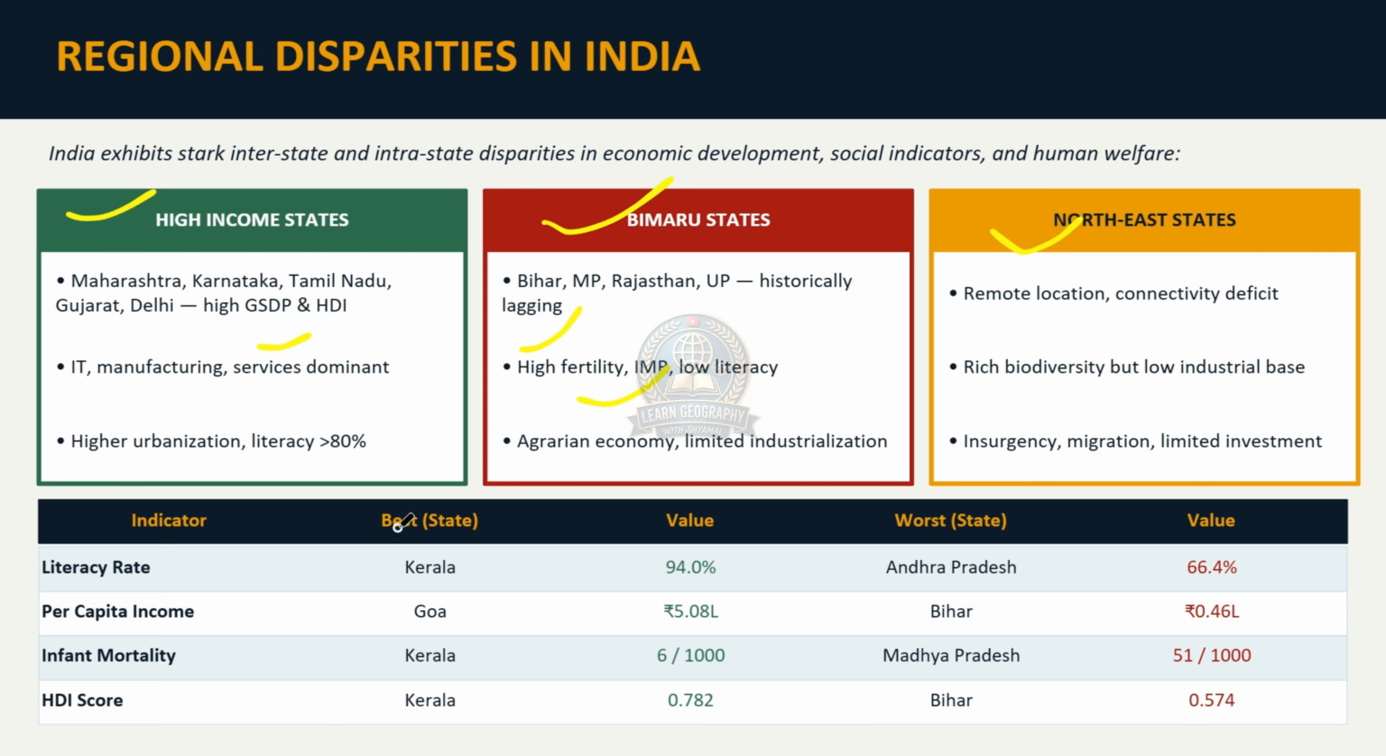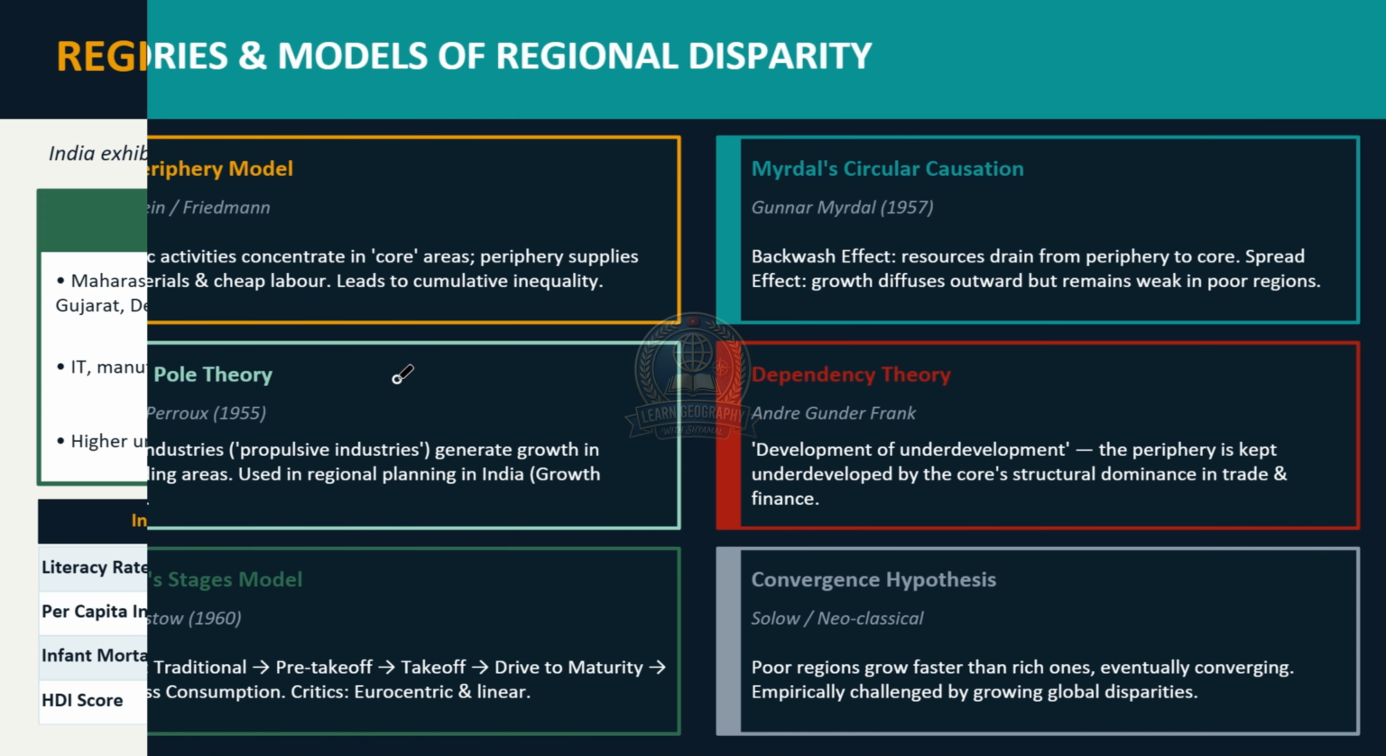Okay, indicator, best state value, worst state value. Literacy rate, best state Kerala 94%, worst Andhra Pradesh 66.4%. Per capita income, Goa 5.08 lakhs, Bihar 0.46 lakhs. Infant mortality rate, Kerala 6 out of 1000, Madhya Pradesh 51 out of 1000. HDI score, Kerala 0.782 and Bihar 0.574. Okay, these are some regional disparity scenarios in India.